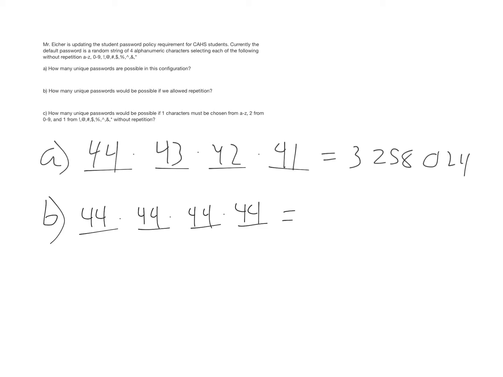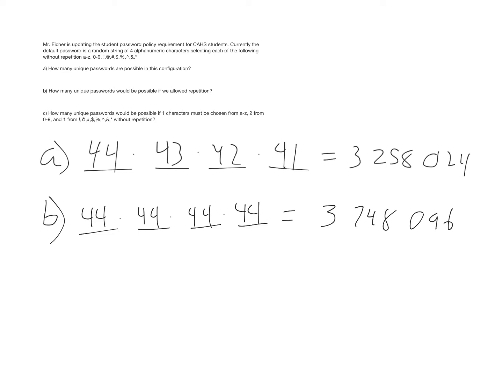And if we allow that, it should, of course, be more. You can see the math. You're multiplying bigger numbers together, but you're allowing more possibilities. So this time, it's not a crazy amount more, but it is definitely more. 3,748,096.